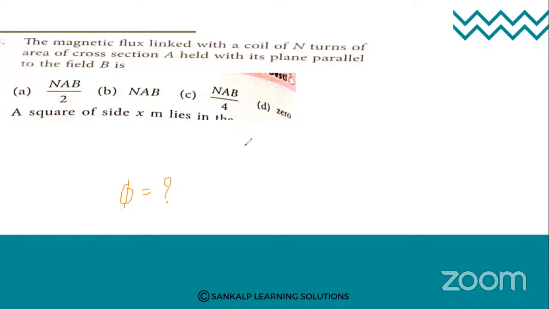So aa coil ge n number of turns ide. Illen neevu tilkolbeku, plane parallel to the field. Parallel to the field. Already I told you what is the formula for that. Magnetic flux is equal to, we have BA cos theta. So based on that, you can just tell me the answer.